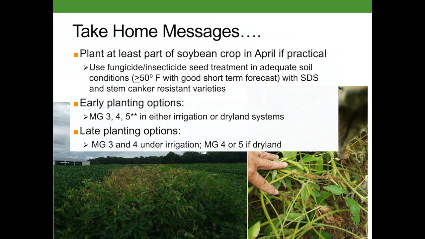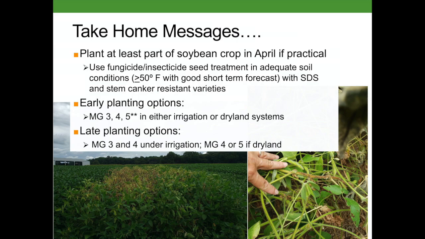Again, I think cultural practice-wise, or how we grow the beans, I don't think we see a lot of differences in how we do it. But I think our irrigated and our non-irrigated data both support good yields with April planting dates. And there's always a caveat there, because some years we can't do it. But if you can plant at least part of the crop in April, I think it's a good practice. Always include a seed treatment, check your soil temperature, check the short-term forecast, and in particular plant varieties that have good resistance to sudden death and stem canker.